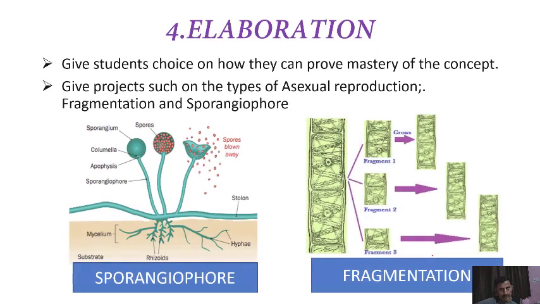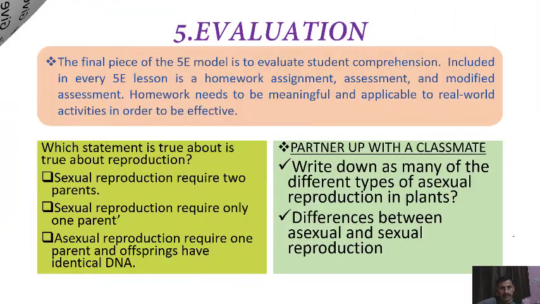Step 4 is the elaboration phase. During this phase, the students will prove their mastery of the concept, and further they will be facilitated by being given more projects related to the types of asexual reproduction such as fragmentation and sporangia or spore formation.